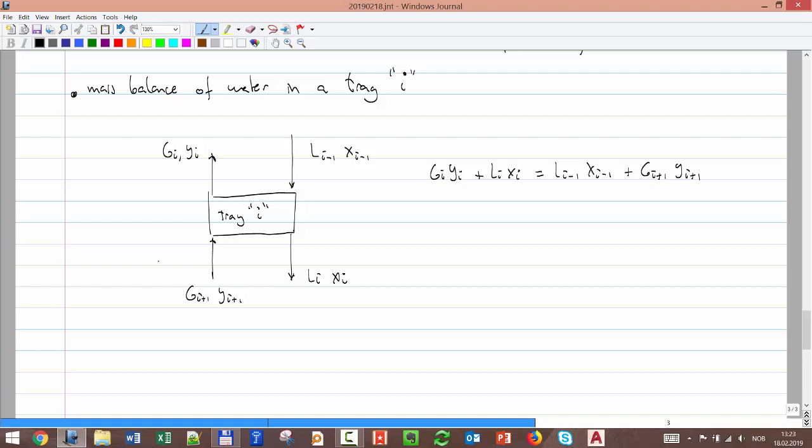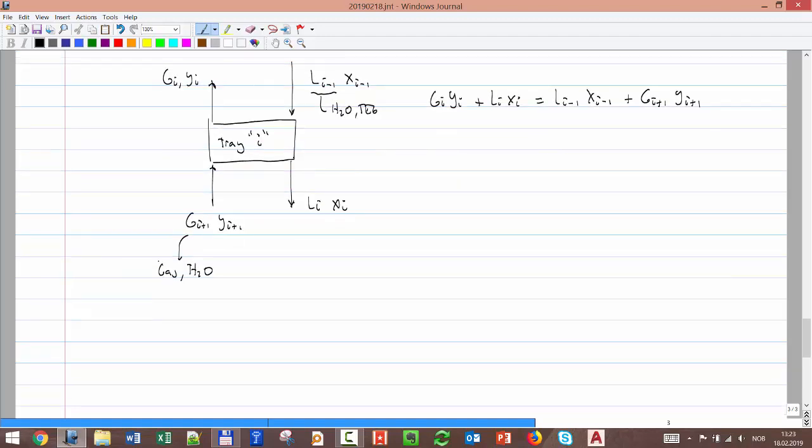Remember that's the total. This total includes water and TEG. And this is also the total. This one involves gas and also water. It is the molar flow of everything, of water and TEG coming down, and the other is water and gas coming up. We are not going to use that equation much. It's just for you to have in your notes. It's important to know how to make the balance on a tray.